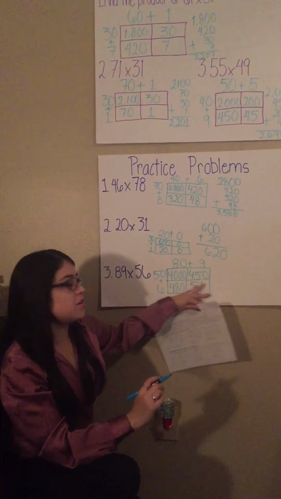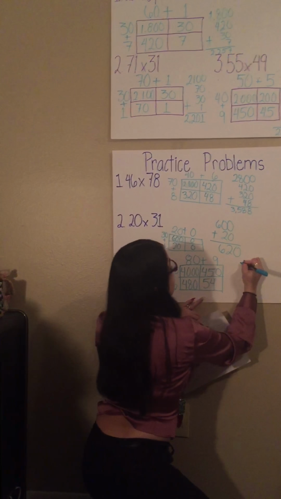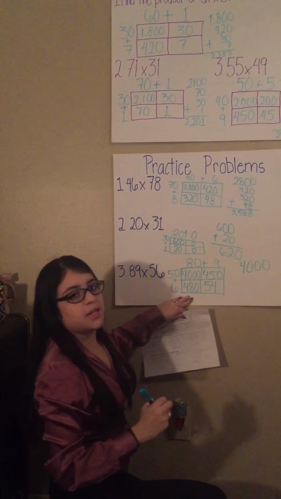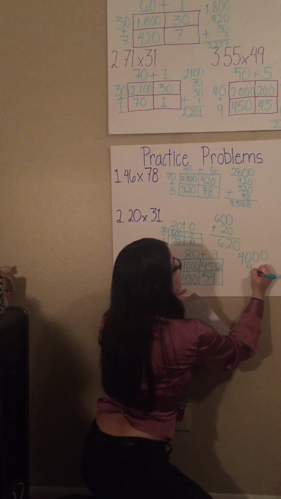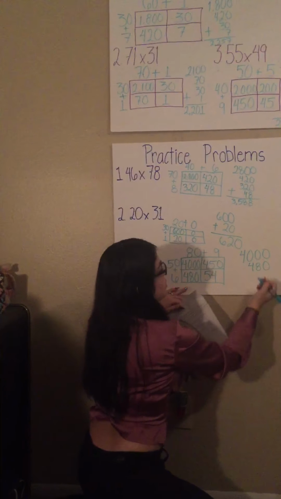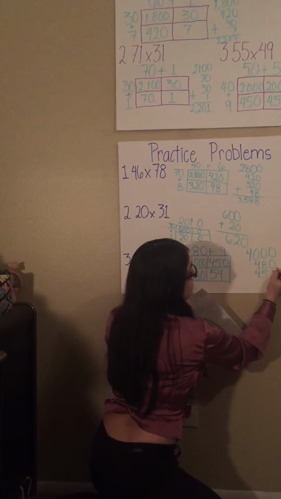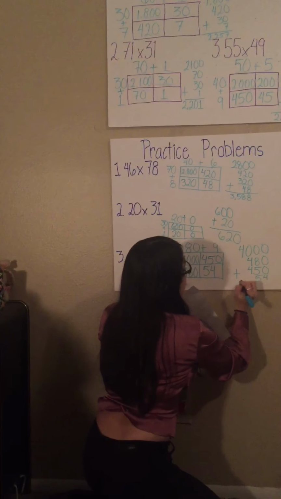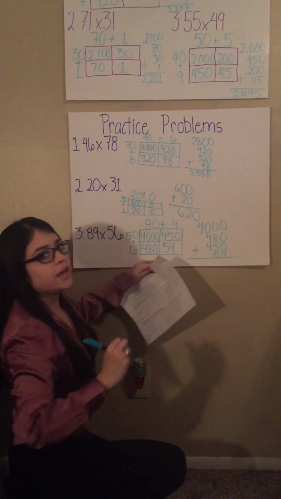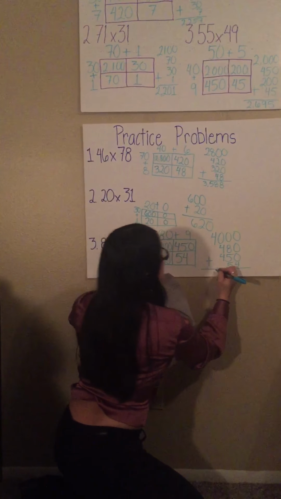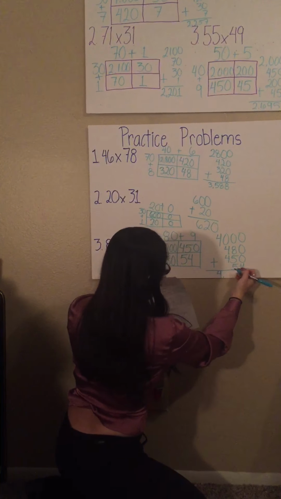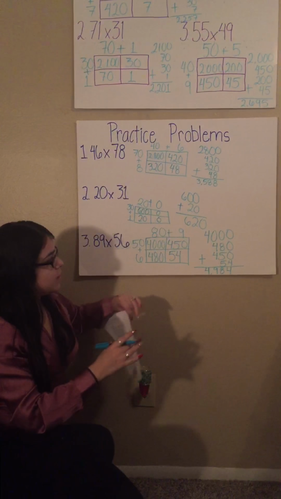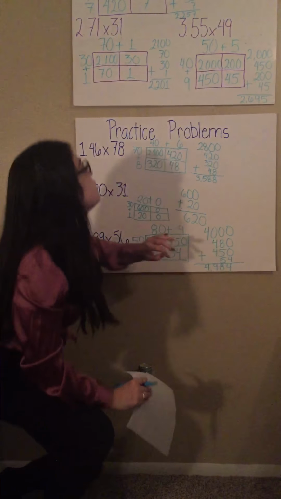And now we have to add it all together. So we have 4,000 plus 480 plus 450 plus 54. And that's going to be 4,984. And that's your final answer.